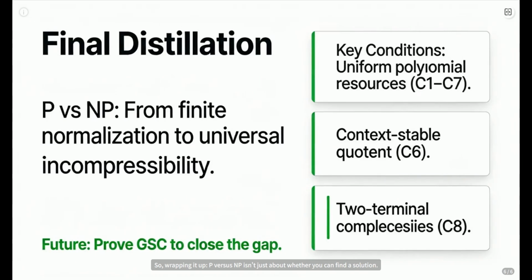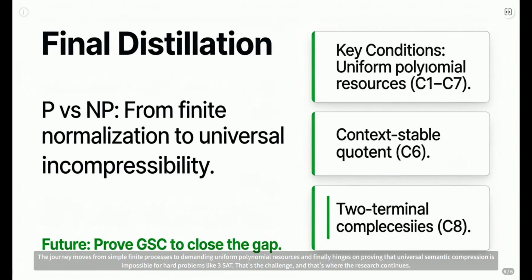So, wrapping it up, P versus NP isn't just about whether you can find a solution. It's about whether you can summarize the entire search space, considering all future possibilities, into a compact, efficient representation. The journey moves from simple finite processes to demanding uniform polynomial resources and finally hinges on proving that universal semantic compression is impossible for hard problems like 3-SAT. That's the challenge, and that's where the research continues.